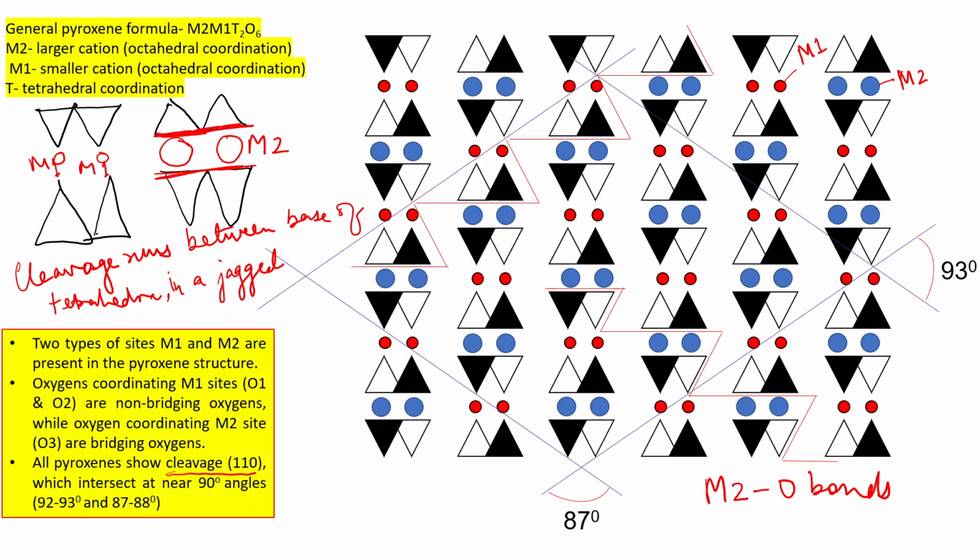And you can see here that these cleavages are intersecting at the angles of approximately 90 degrees. So how are these cleavages formed? They are formed between the base of the tetrahedra, running along the base of the tetrahedra, and they are such because the M2 and O bonds are easiest to break.